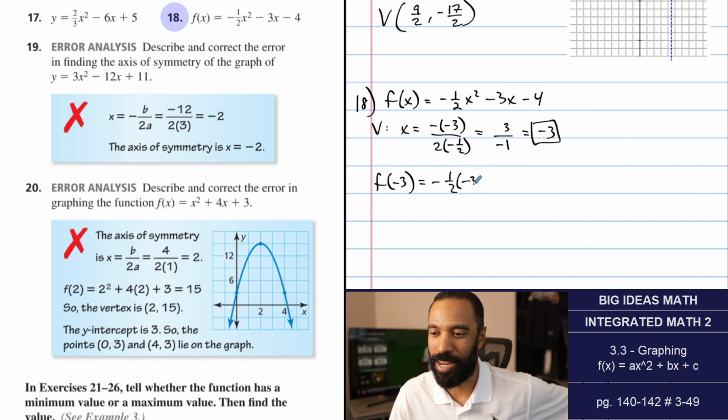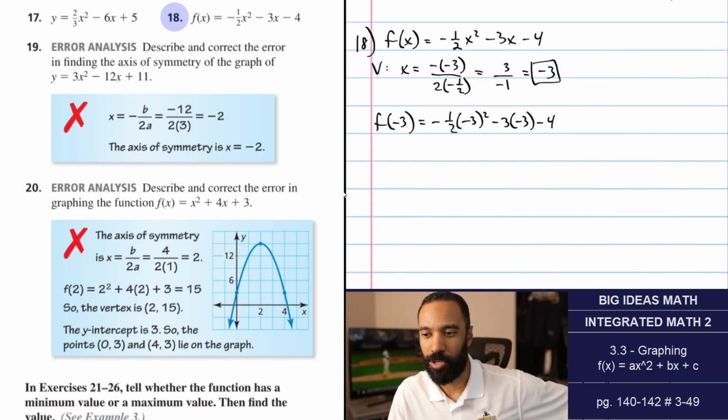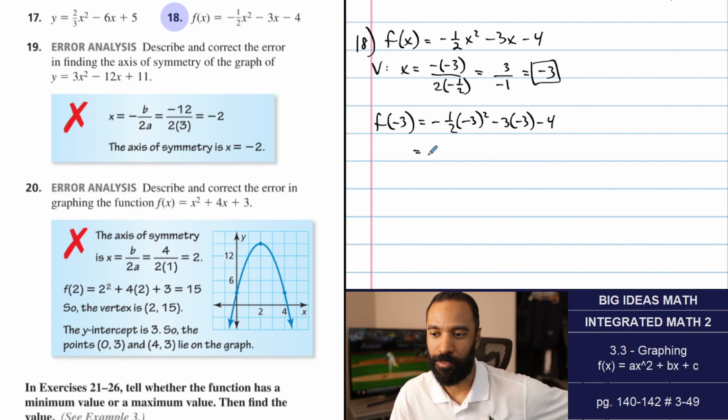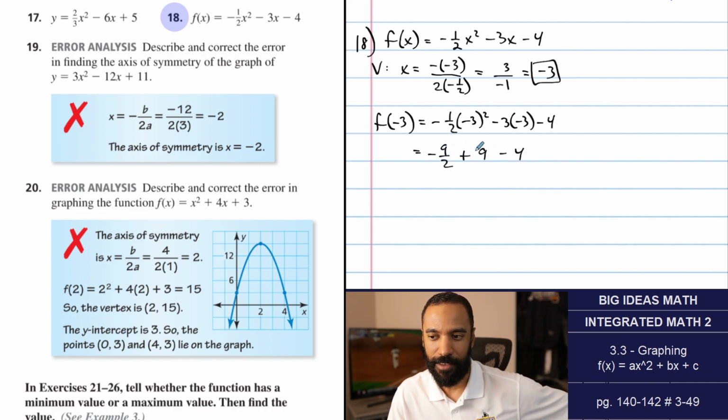Negative 1/2 times negative 3 squared minus 3 times negative 3 minus 4. Now we're still going to have to deal with a fraction on this part. So negative 3 squared is 9 times negative 1/2 is negative 9 halves plus 9 minus 4. Mr. Robinson, what's negative 9 halves plus 9? Positive 9 halves, right? You take half of 9 and go the opposite direction.